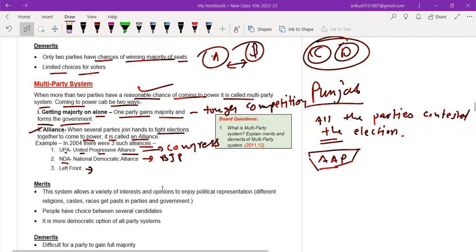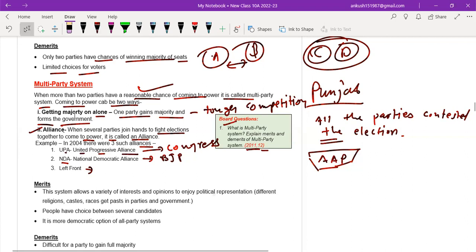So such kind of alliance can be formed over there if they want to contest the election as one. Multi parties can come together. In board exams, there was a question in 2011 and 12 also, consecutively: What is multi-party system? Explain merits and demerits of multi-party system.